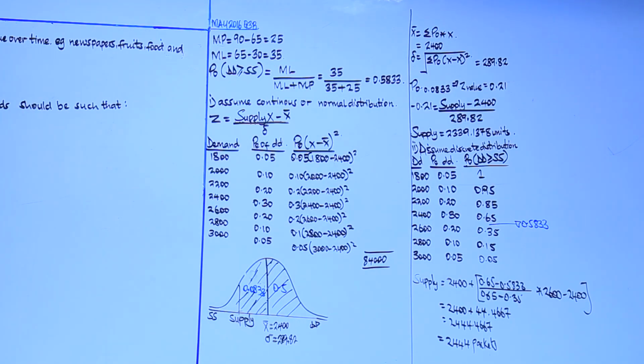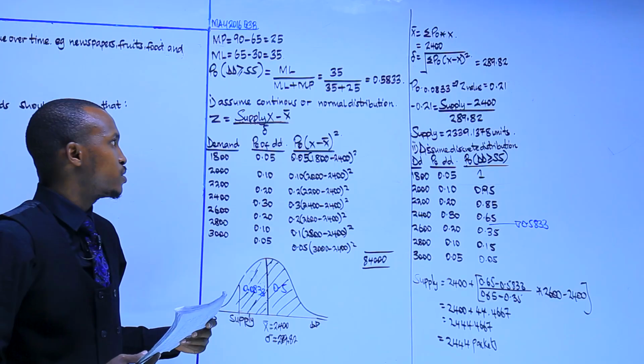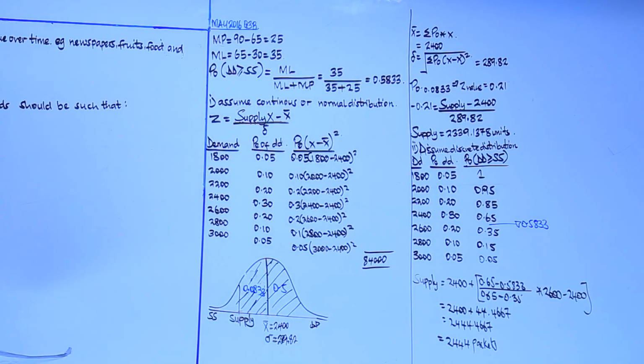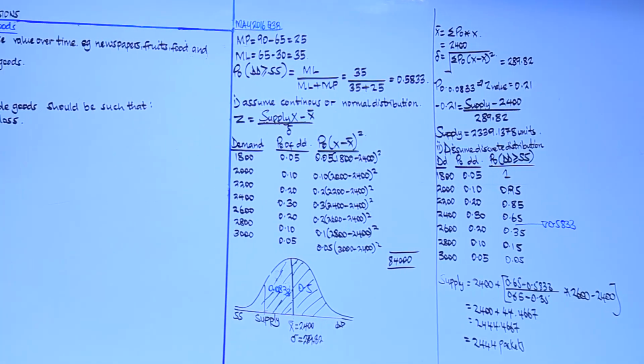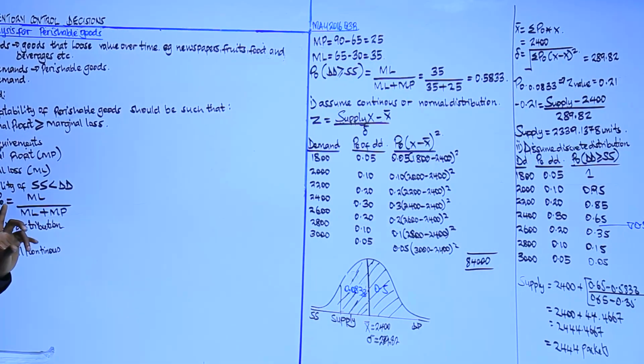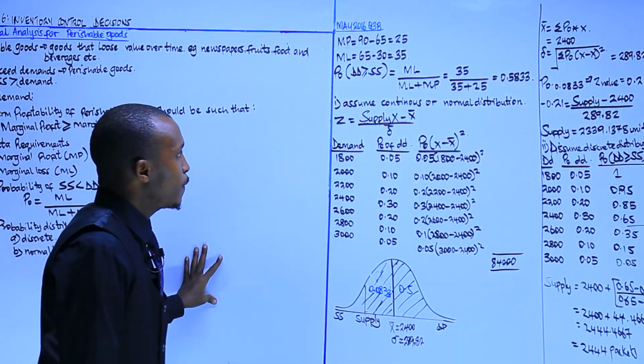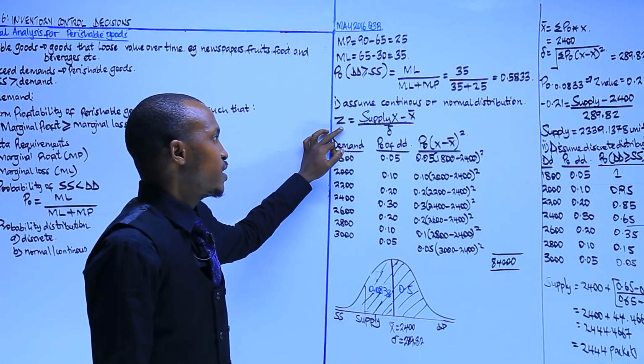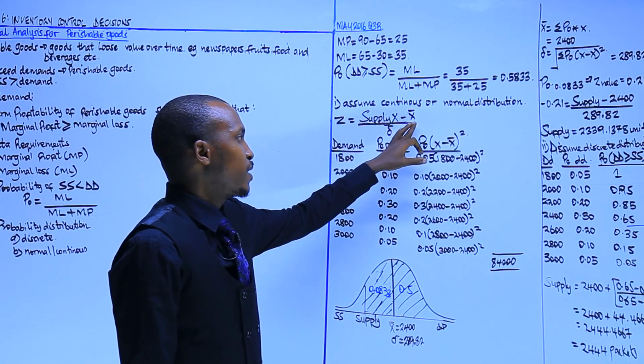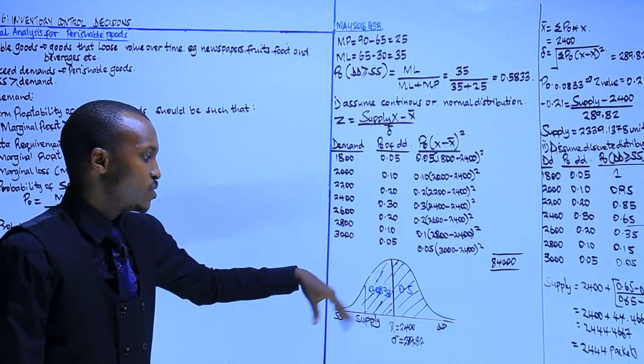And that is how you deal with what? Perishable goods. So remember, you must identify your marginal profit, your marginal loss, the probability that supply is less than demand or demand is greater than supply. Once that is determined, your probability distribution will either be discrete or what? Continuous. If it is continuous, this is what you use: Z is equal to supply x minus the mean, divided by the standard deviation, then you simply substitute.